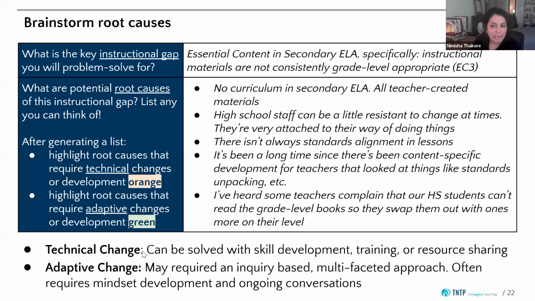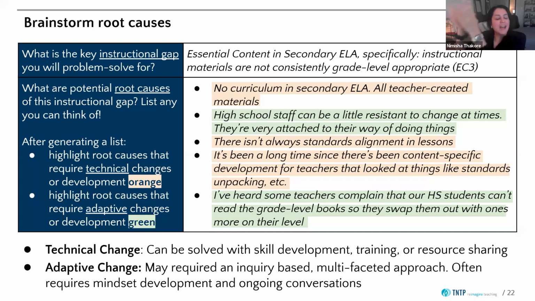I'm going to do some highlighting here to help me visually see it. So I go through this and identify all the root causes that I think require a technical change in orange, and all the root causes that I think require an adaptive change in green. This helps me just visually see which of these root causes my team and myself might be equipped to problem solve for currently. It doesn't give me an answer yet, but it helps me start narrowing down where can I do something about this gap.